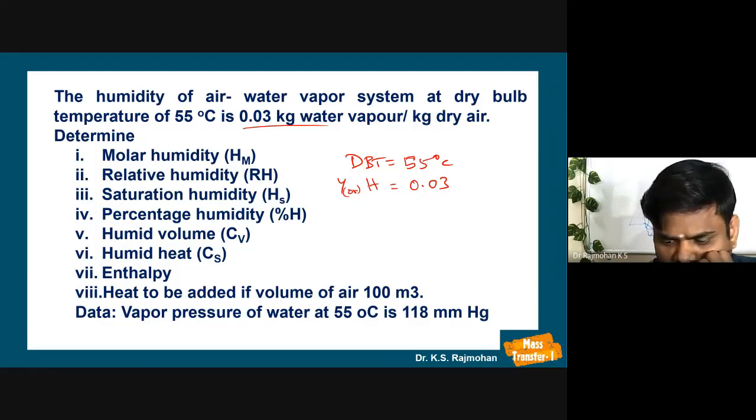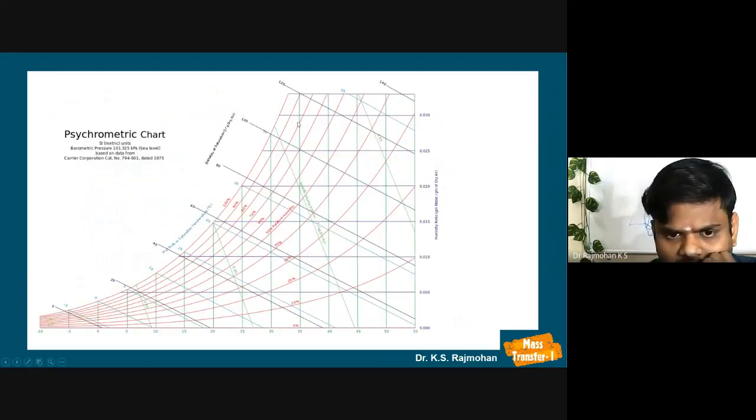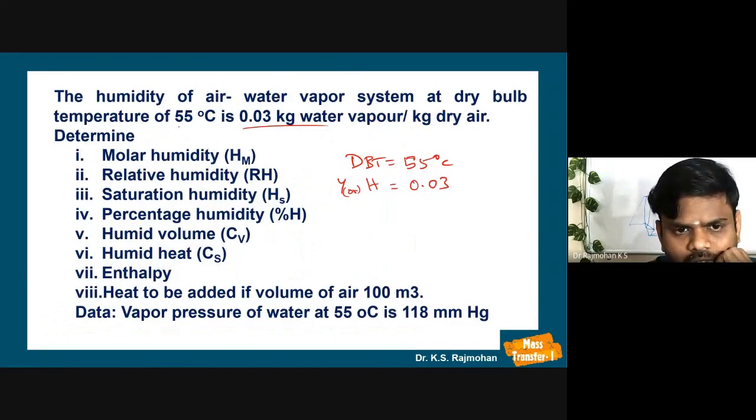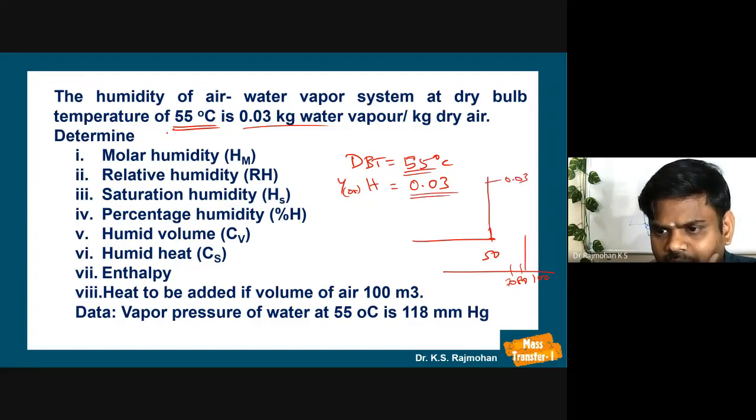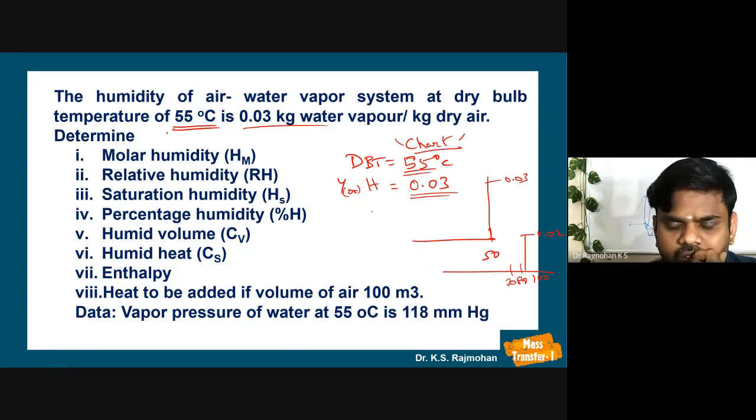If you take any psychrometric chart, whatever chart we are going to use, we should see that its x-axis temperature goes beyond 55. For example, some of the charts may stop at 50, so you cannot plot 55 on that. So we should go for a chart with a minimum of 70 or 80, so that we can plot 55 degrees Celsius on the x-axis. Similarly, on the y-axis we should see whether it has 0.03 or not. Sometimes it may stop at 0.02, and that we cannot use. So choosing the appropriate chart is important.